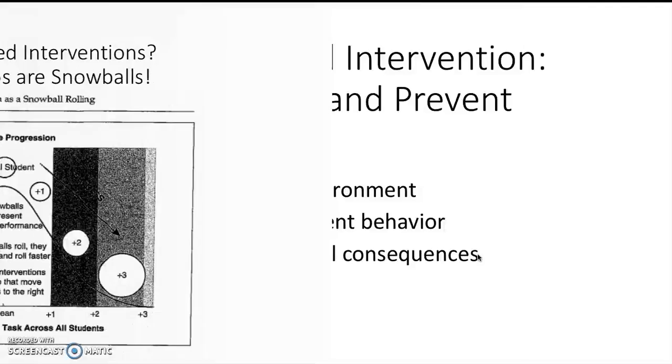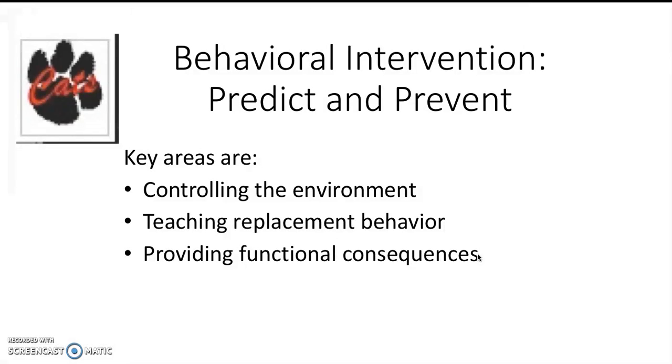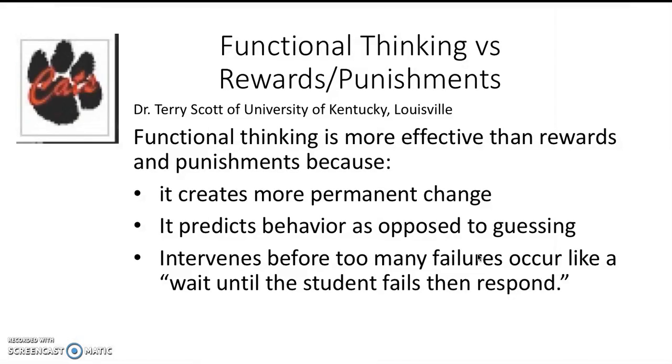The key areas for an intervention, where we want to predict and prevent, are controlling the environment, teaching replacement behavior, and providing functional consequences. This is what we call functional thinking versus rewards and punishments.